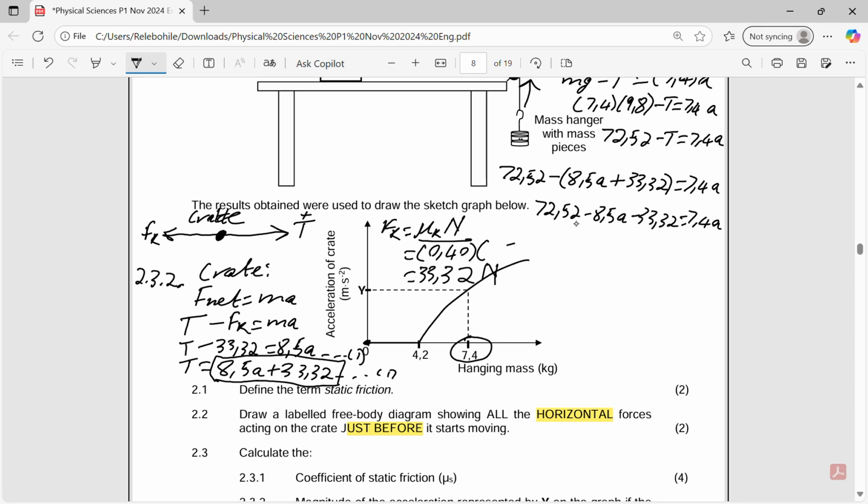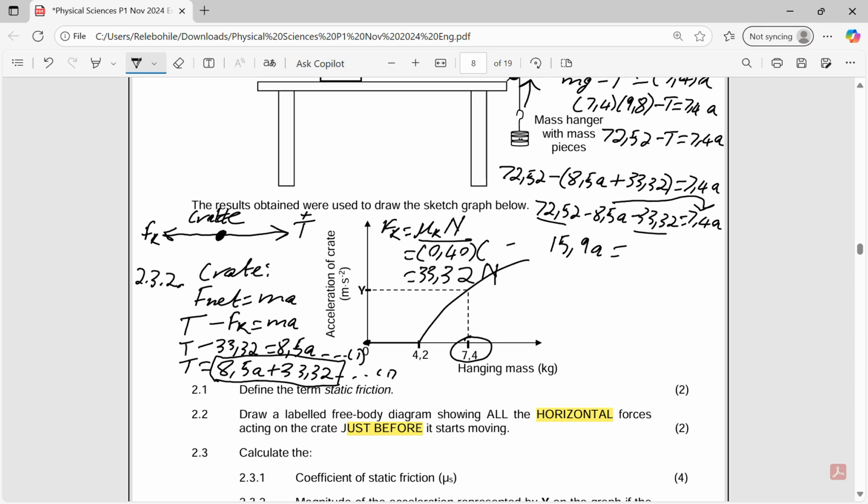Okay, this one will subtract from that one, and then this one I'll bring to the other side. So if this one goes to the other side, it will become positive, right? That means I will have 7,4a plus 8,5a. So what does that give? 8,5 plus 7,4 is going to be 15,9. So I will have 15,9a is equal to, and then I'll see this one minus this one.